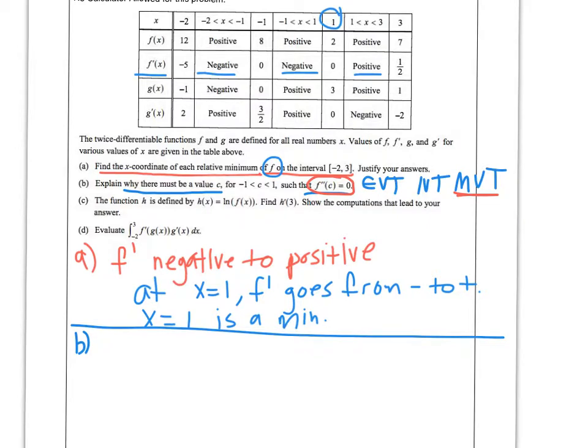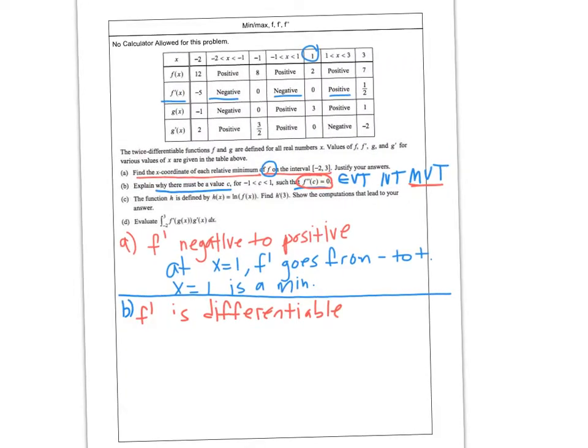We also have that f prime is differentiable. It's really important to say that when you're in the world of EVT, IVT, MVT. And by the way, I know that because it says that f is twice differentiable, so that means f prime is differentiable. f prime of -1 is 0. We've also got f prime of 1 is 0 too.